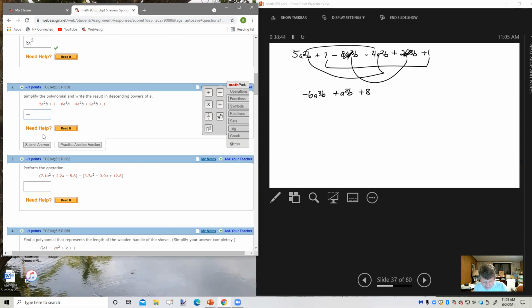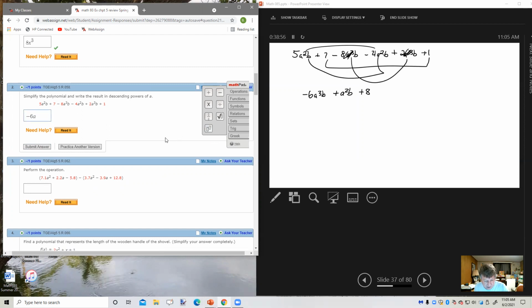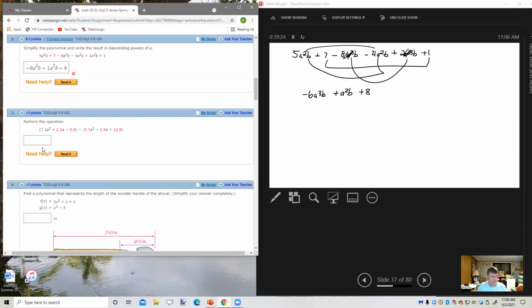Let's see. Negative 6a cubed b. Make sure you use the same case. Don't change it to uppercase. Cubed. And then b plus 1a squared, move it over, b plus 8. Let's see if it accepts it. No, it says it's wrong.